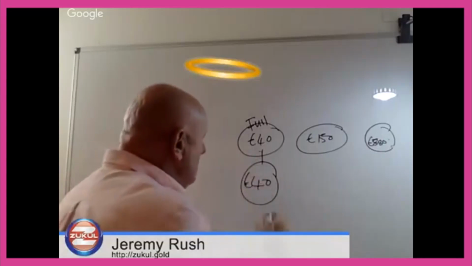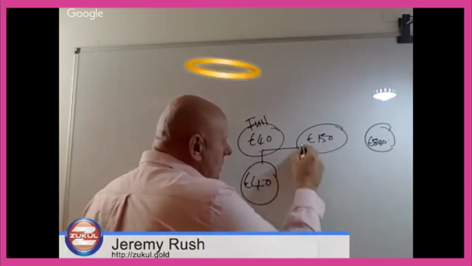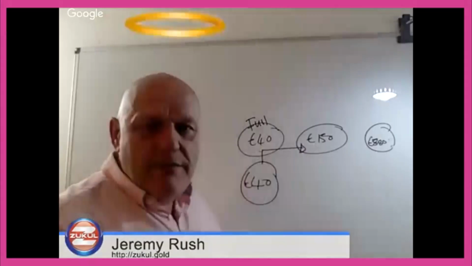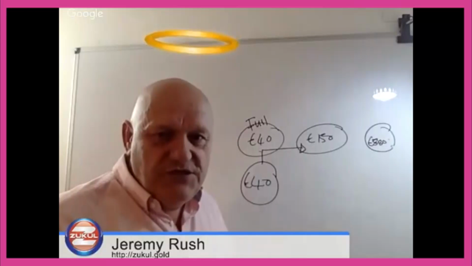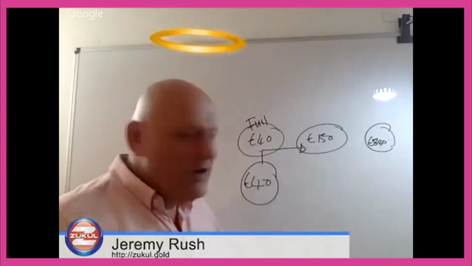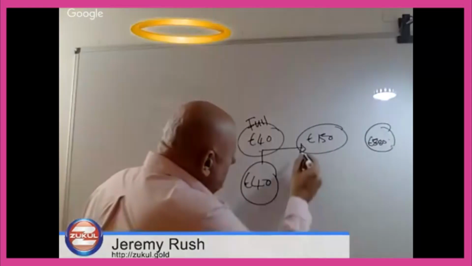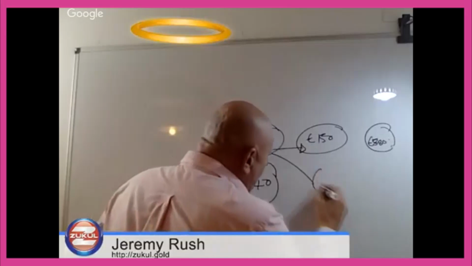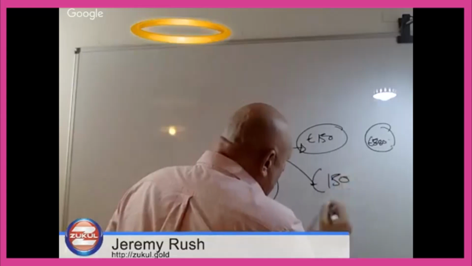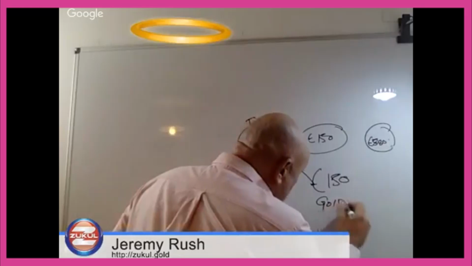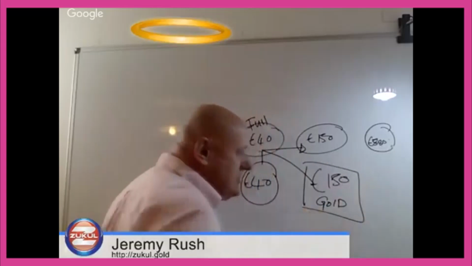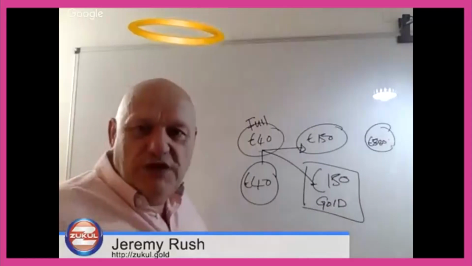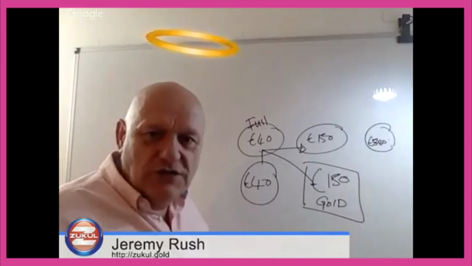But it also wants to buy you a 150 euro coin. But you remember I said you can't have two 150 euro coins. You can only have one, and you've already bought it. So what does it do? It puts that 150 euros in the value of gold into your back office. So you've just bought yourself 150 euros worth of gold.